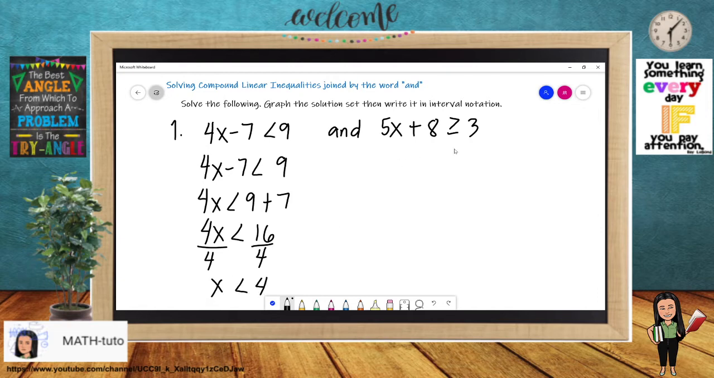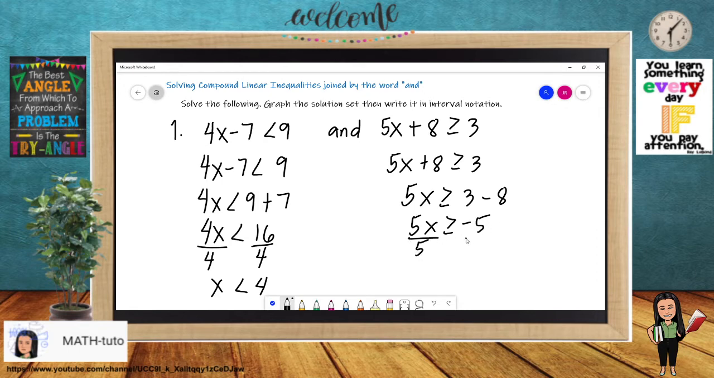Okay. Ito namang second inequality. So, we have 5x plus 8 greater than or equal to 3. We have 5x greater than or equal to 3 minus 8. So, we have 5x greater than or equal to negative 5. We will divide both sides by 5. Hindi pala negative yung ating divisor, so we will not change the inequality. So, x is greater than or equal to negative 1. Dahil and siya, copyhin lang natin siya in our answer in the end.